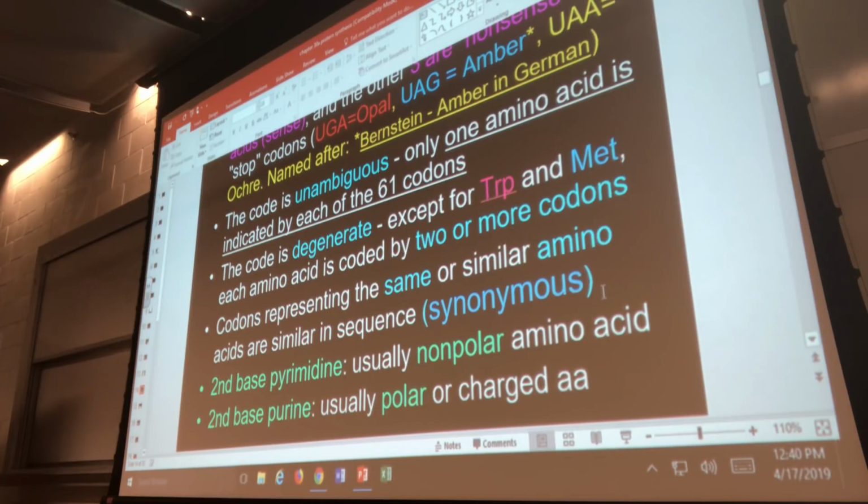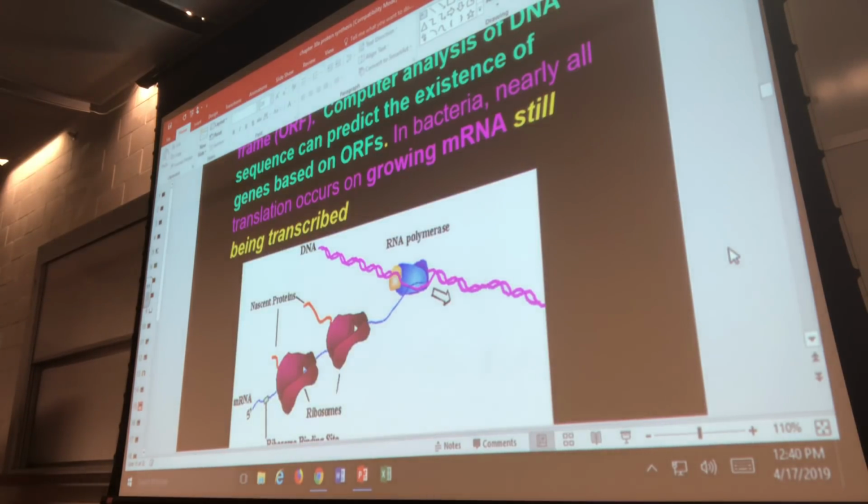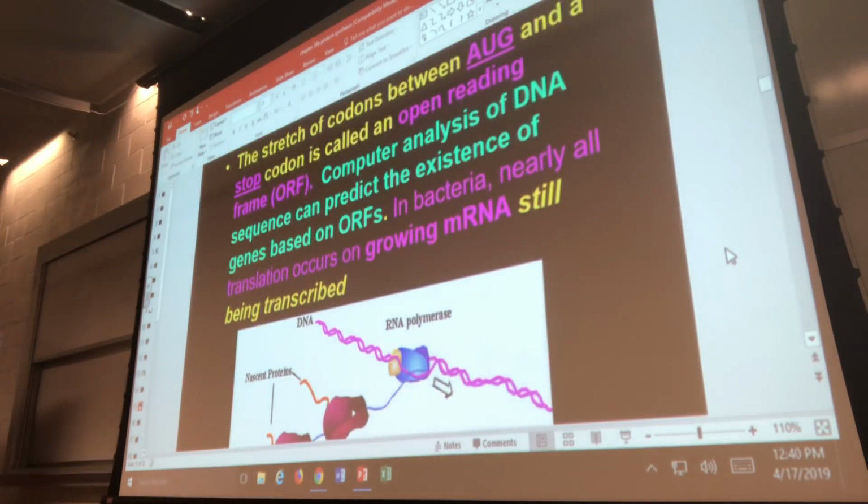Okay, so just memorize these facts, that usually in your codon, which is a 3-base thing, if the second base is a pyrimidine, it's usually nonpolar. If the second base is a purine, it's usually polar. And then you might be wondering, well, what's the pattern for acidics? What's the pattern for basics? I don't know. We aren't given that information, so I don't care. So, moving right along. Actually, any questions before I go over this next concept?